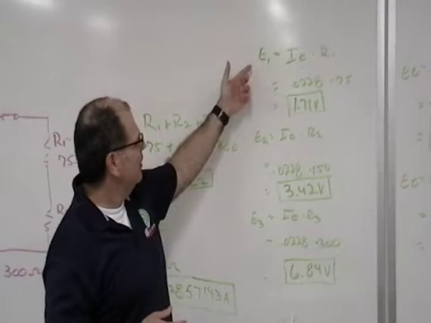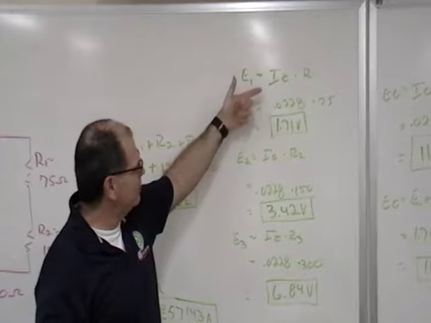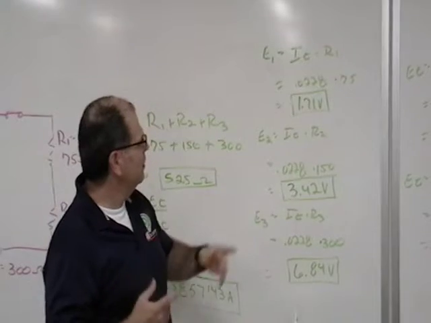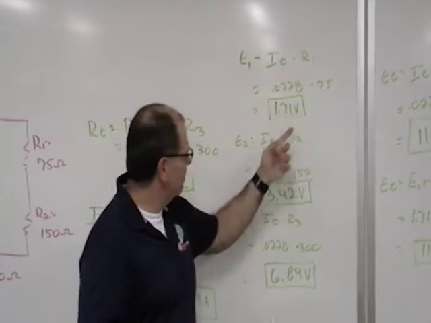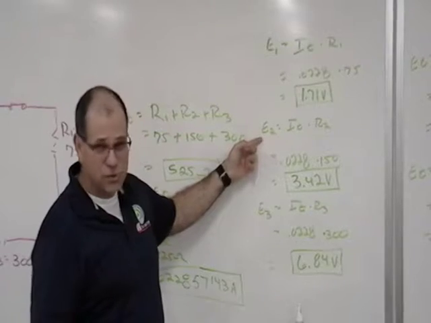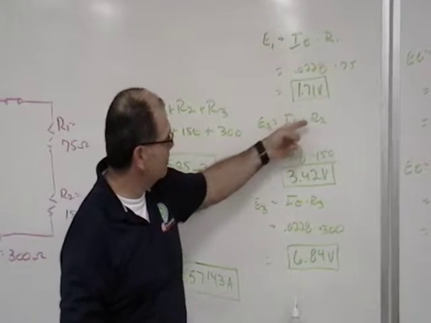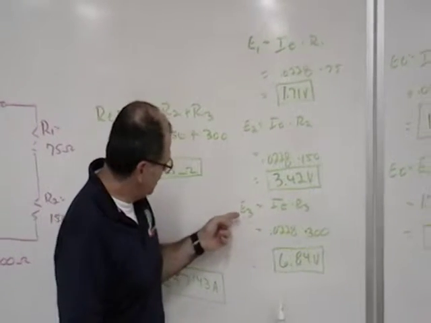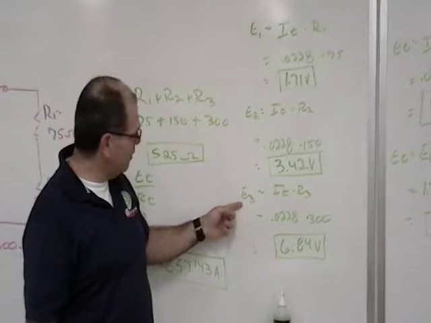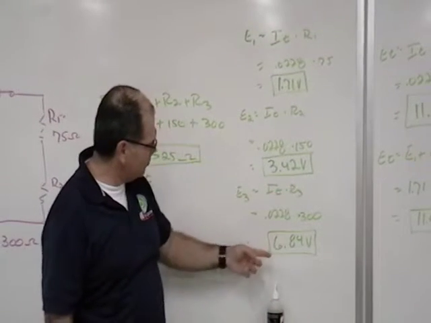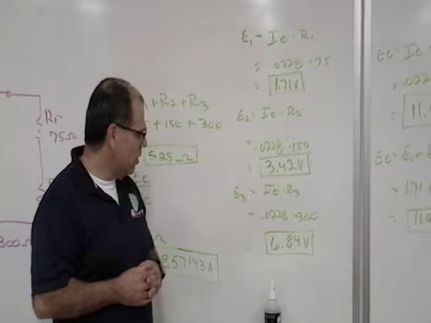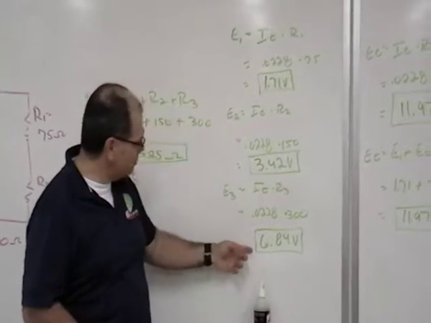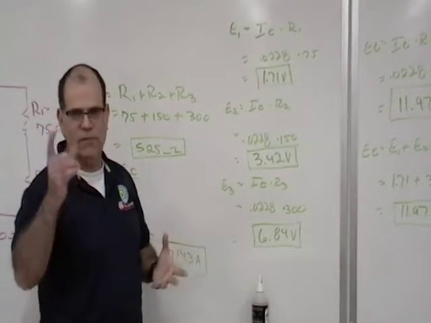So in this case, the voltage drop at resistor number 1, if I take the total current and multiply it by resistor value number 1, I get 1.71 volts. I'll do the same thing for voltage drop at resistor number 2. Take the total current times resistor 2, and I'll get 3.42 volts. Resistor number 3, the voltage drop at resistor number 3, I'll take the total current times R3, and it gives me 6.84 volts. Now keep in mind, we did drop a lot of the decimal places here, so these values are going to be off just a little bit.